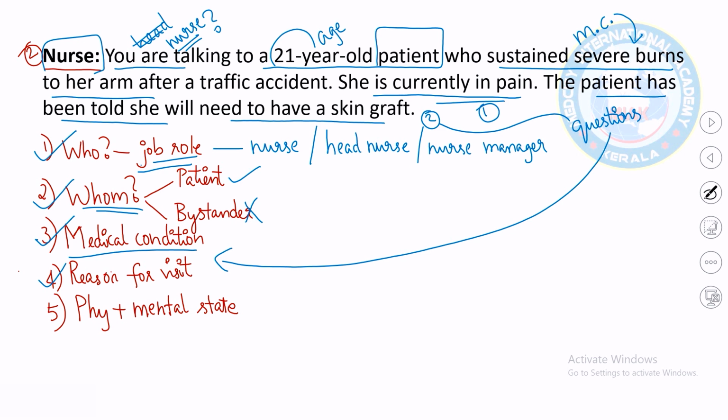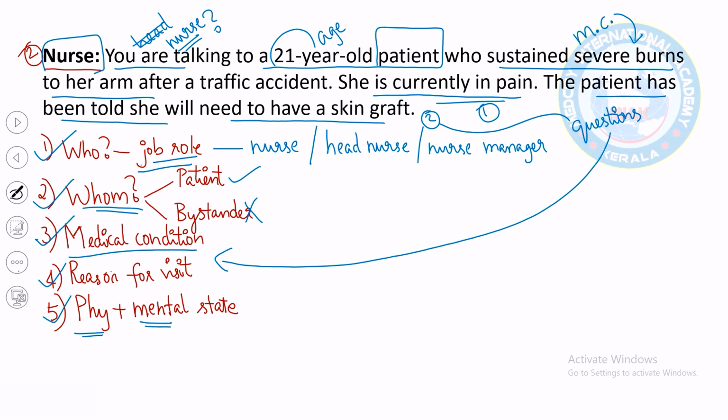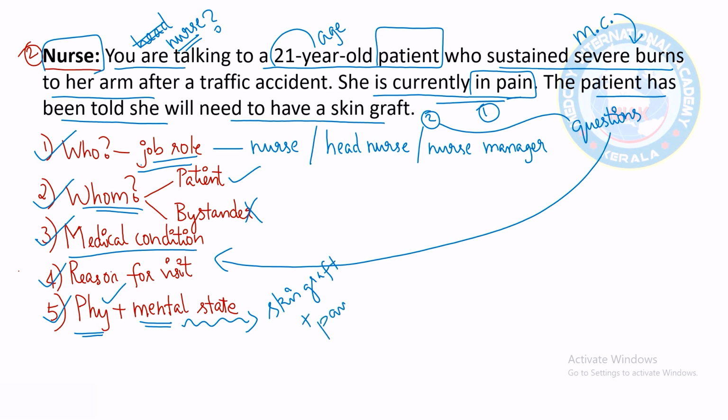The last piece of information you need to pick up are the physical and mental state of the patient. Now, in this particular background information, we know that the patient is in a lot of pain. So, we know the physical state of the patient, but the mental state is not clearly mentioned in the card. But we have an idea. We can understand the kind of mental state the patient would be in, because this patient has to undergo a skin graft and is in pain. So, the patient will have questions to ask, the patient could be anxious, could be worried. So, that is the mental state of the patient.